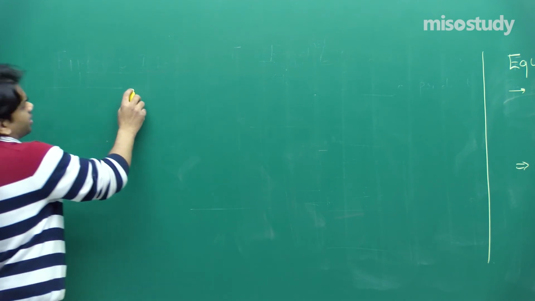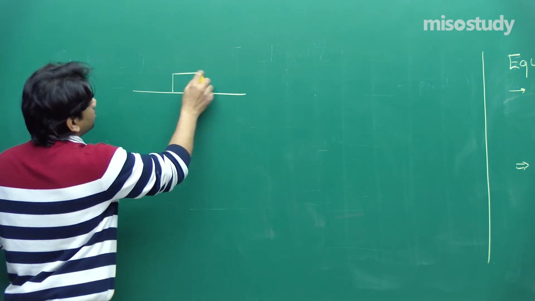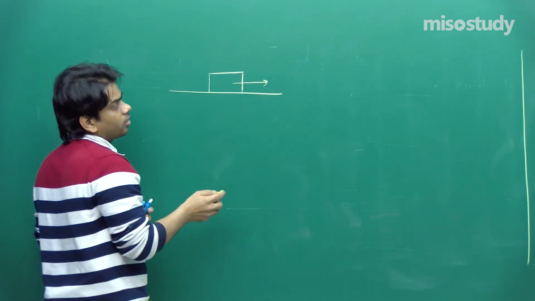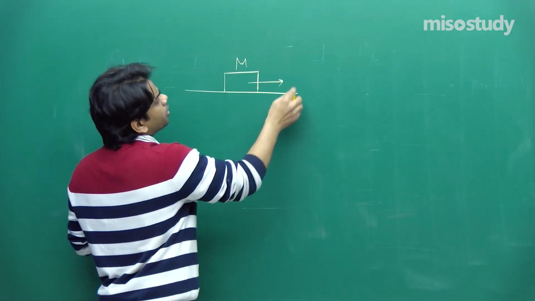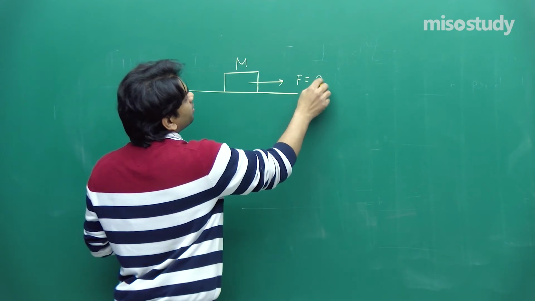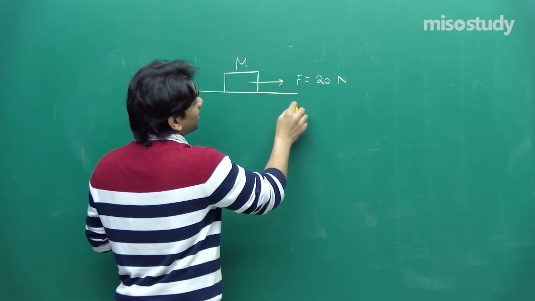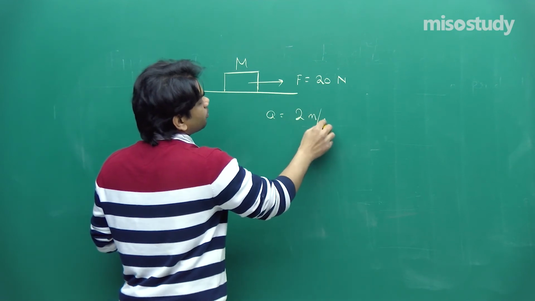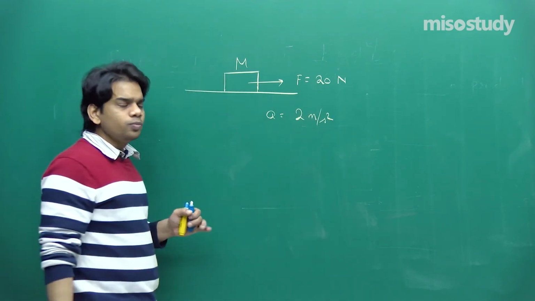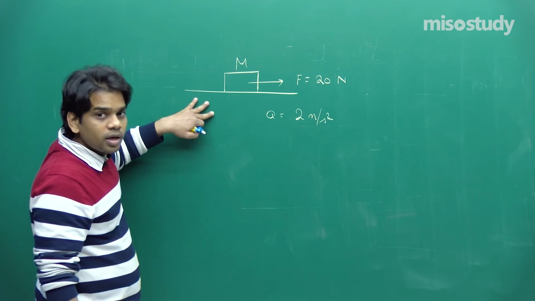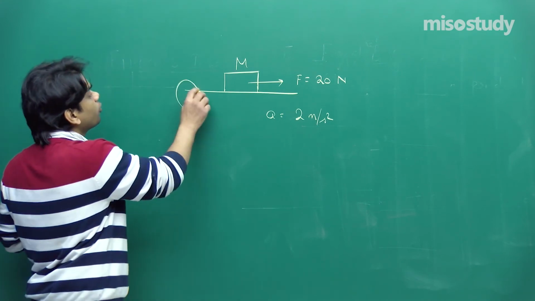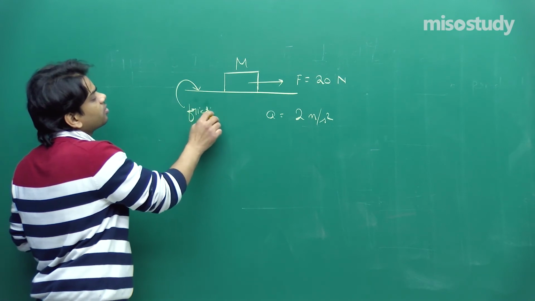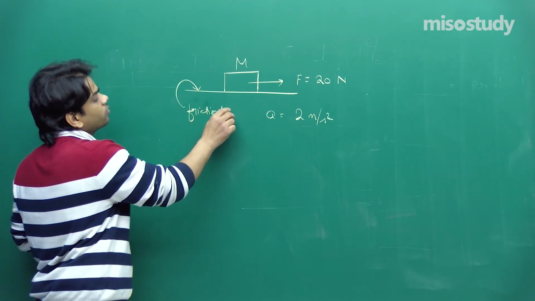Let's do a very simple case. Suppose on this body of mass m you are exerting a force of, let's say, magnitude 20 Newton, and an acceleration of, let's say, 2 meter per second squared is produced. And we are also considering a frictional force that this body is experiencing, which is equal to 4 Newton.